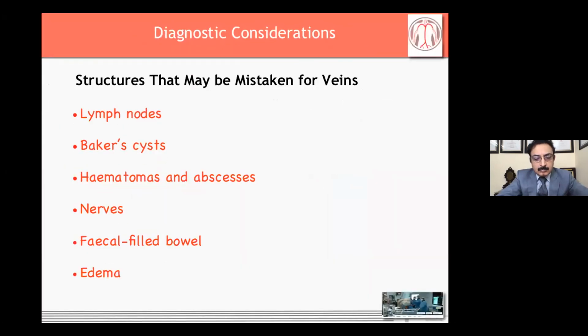A few important points: structures that can be mistaken for veins are sometimes lymph nodes. They do not have a clear-cut difference between the hilum and the periphery. A Baker cyst can be easily made out, but a ruptured Baker cyst can be misdiagnosed as a DVT, hematoma, or abscess. With experience, we can definitely make it out. But in the early phase, we can definitely have a problem in the initial stages. So that should be kept in mind.